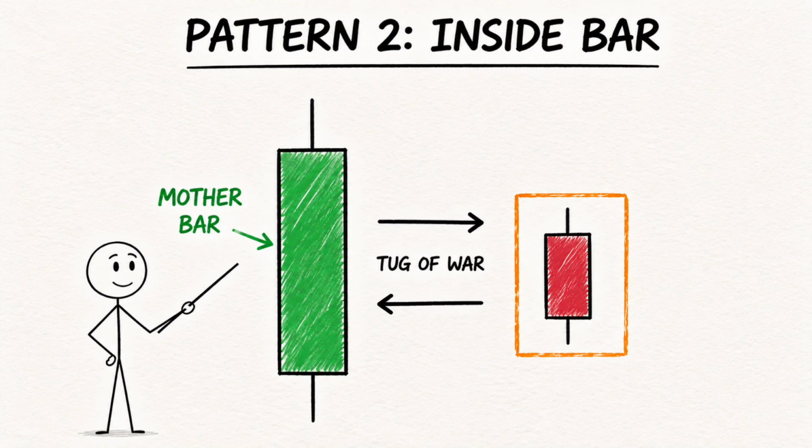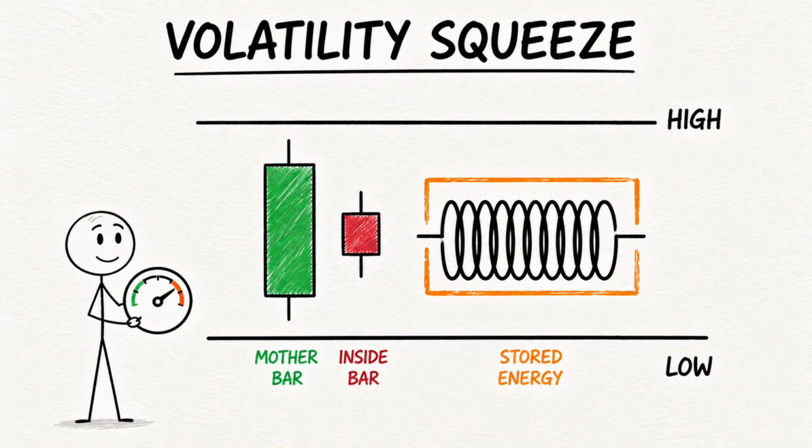Pattern number 2, inside bar. This is known as the silent killer of the trading world. Do you know why the chart becomes completely calm right before big moves happen in the market? Because an inside bar represents a tug of war between 2 big players. Mother bar, a large candle that sets the range for the market. Inside bar. This smaller candle shrinks completely within the high and low of the previous mother bar candle.